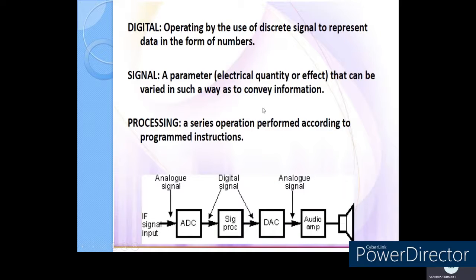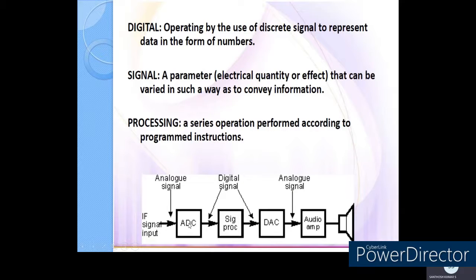Let us see what the kinds of signals are. Usually the signals which practically exist are analog in nature. For example, the voice I am speaking with is analog in nature. So this signal we convert into digital by using the analog to digital converter, which we call an ADC.